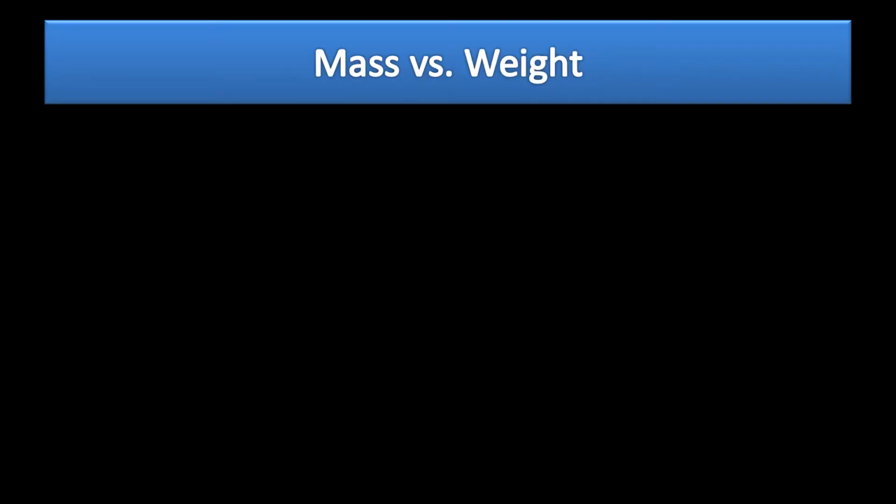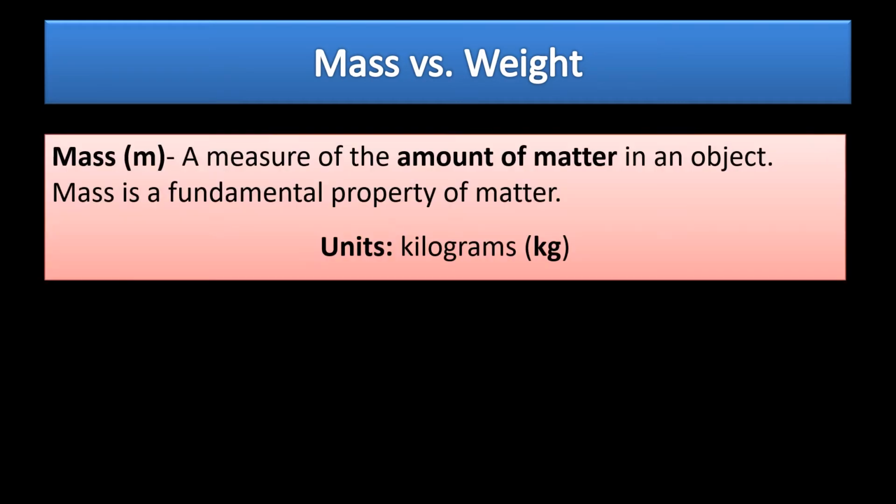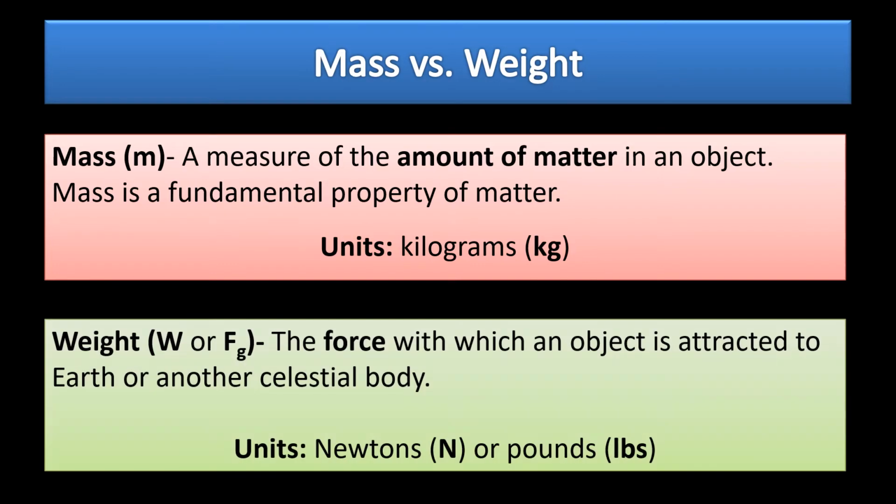So mass versus weight, you might want to write this down in your notebook just so you have a good definition. Mass, and we use a lowercase m to denote the mass, is a measure of the amount of matter in an object. Mass is a fundamental property of matter. So how much matter does that object have? And we use units of kilograms.